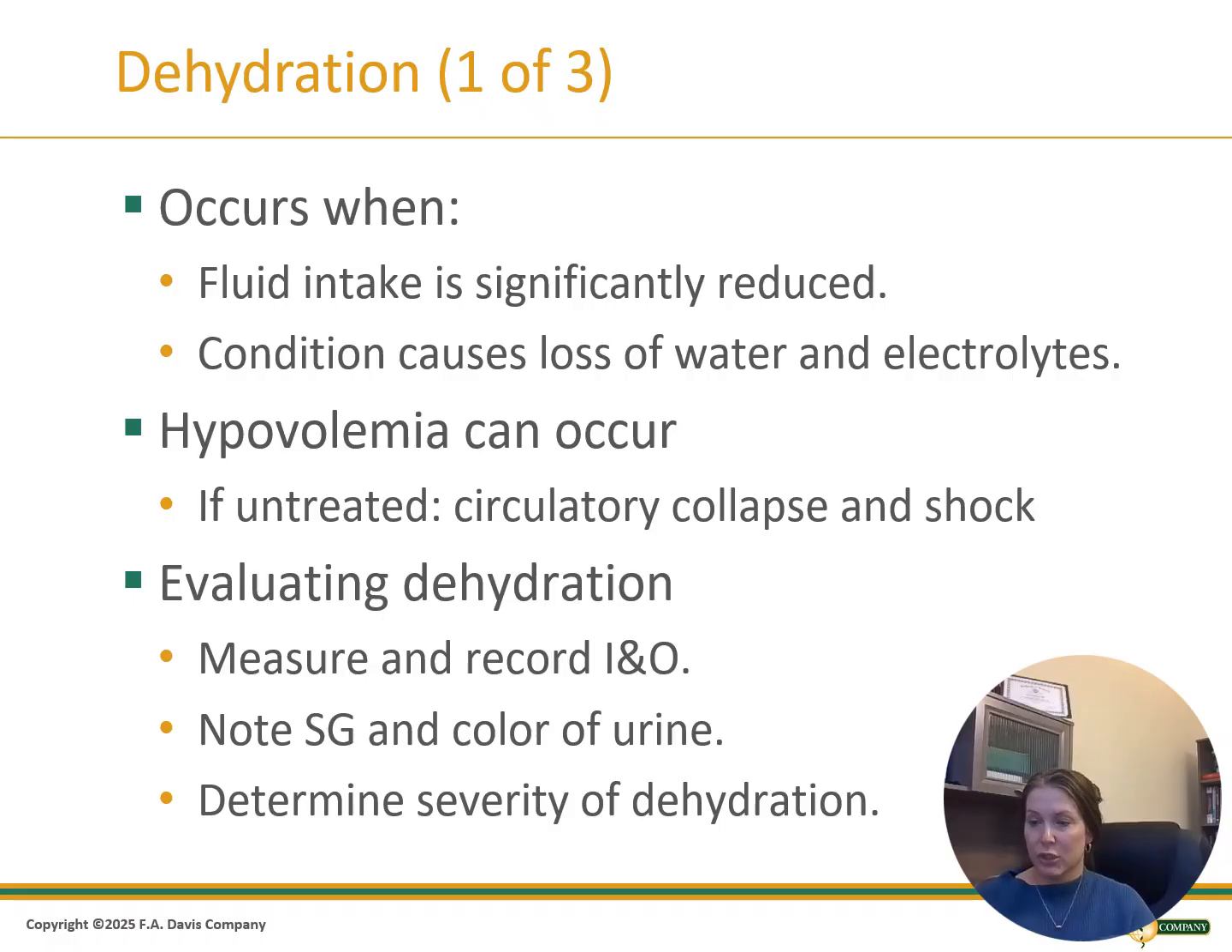Next is going to be fever and sweating. Children are more vulnerable for this due to that high body surface area to weight ratio. Okay, so the hypovolemia, if untreated, can lead to circulatory collapse and shock. So we want to evaluate dehydration. Measure and record their intake and output. Inadequate fluid intake is very common with our children when they're ill because they refuse to drink. They have some difficulty swallowing from a sore throat.